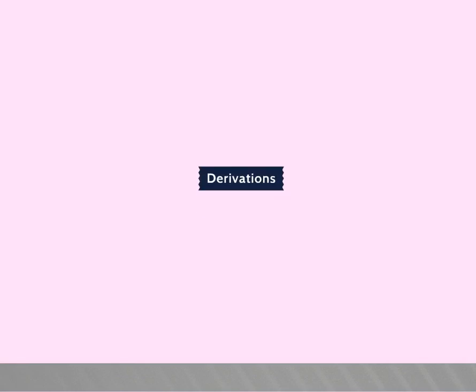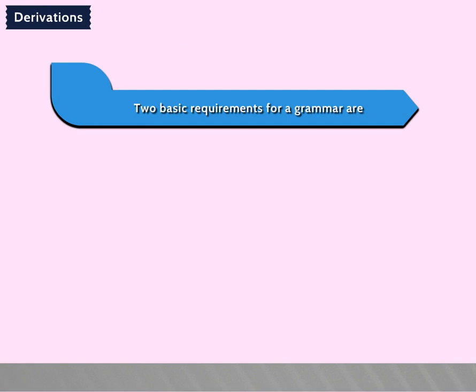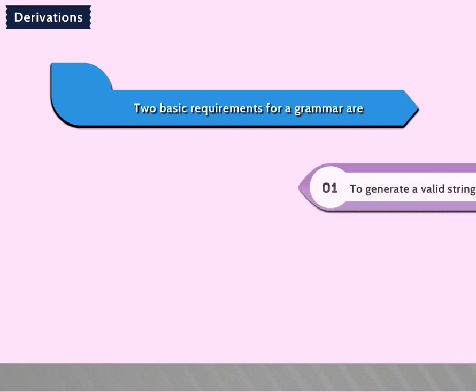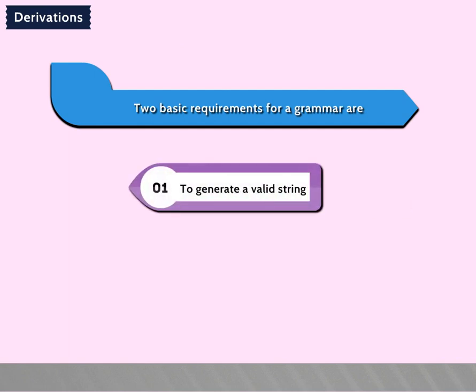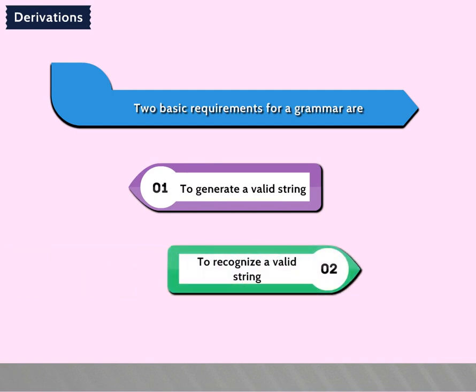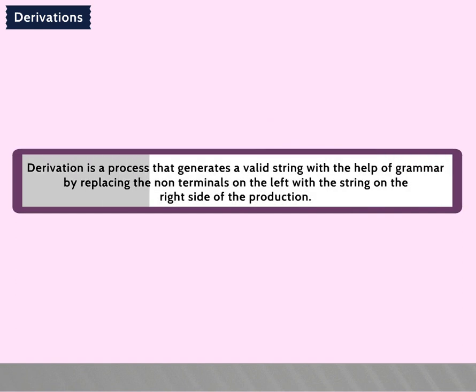Derivations. Two basic requirements for a grammar are to generate a valid string and to recognize a valid string. Derivation is a process that generates a valid string with the help of grammar by replacing the non-terminals on the left with the string on the right side of the production.